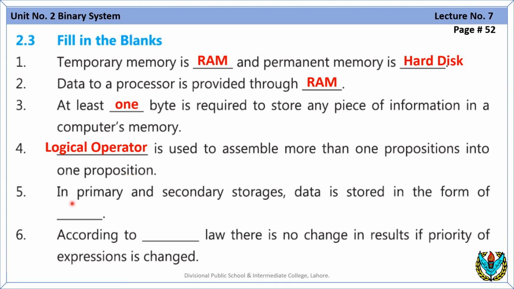Number 5, in primary and secondary storages, data is stored in the form of dash. The answer is in primary and secondary storages, data is stored in the form of bytes. Number 6, according to dash law, there is no change in results if the priority of expressions is changed. The answer is according to associative law, there is no change in results if the priority of expressions is changed.